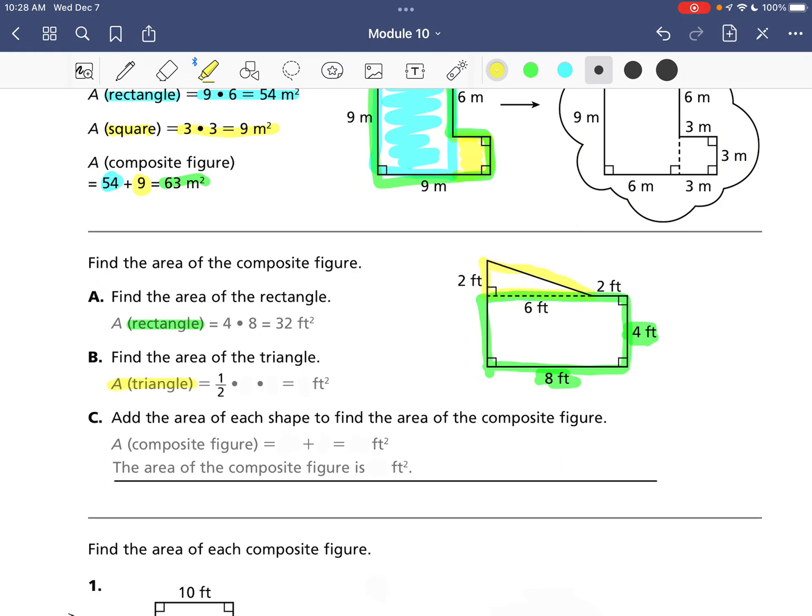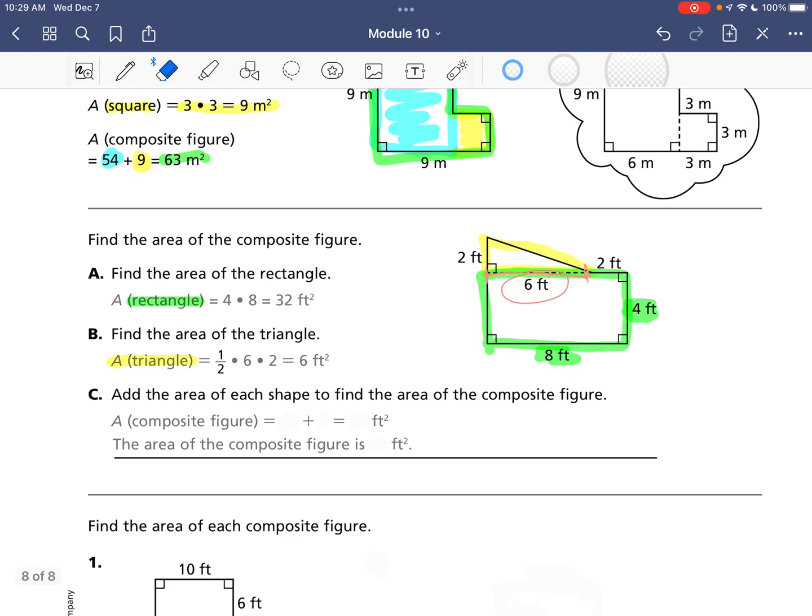So for our triangle, we're gonna imagine that that green part doesn't exist. So with our yellow part, we have a base of 6 feet. So this is our number that we're using, times our height. So 6 times 2 times that 1/2 will get us 6 feet squared. And also remember, your units are always squared for area because you're doing feet times feet.